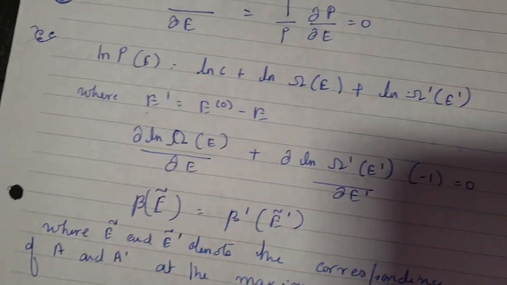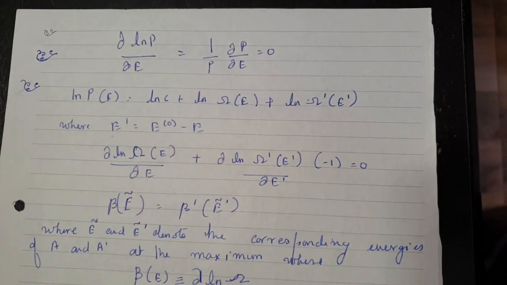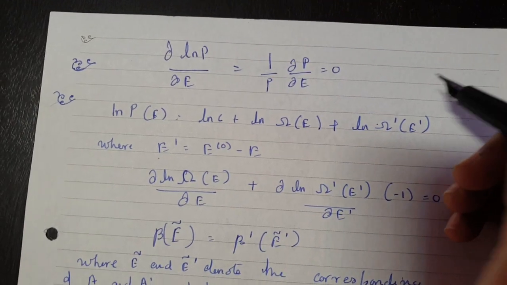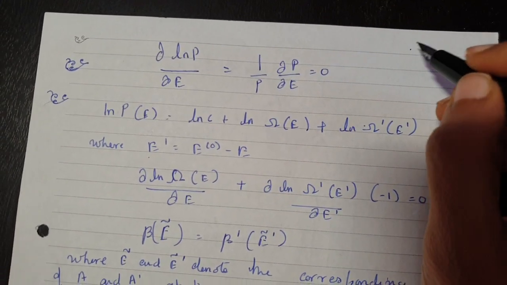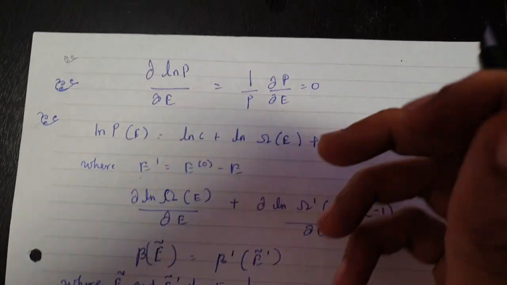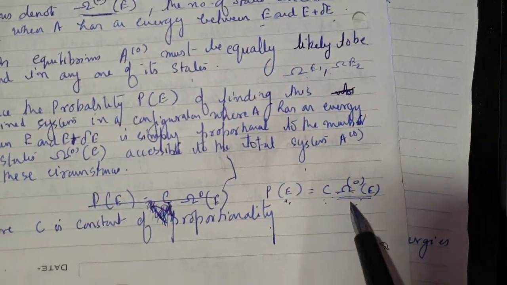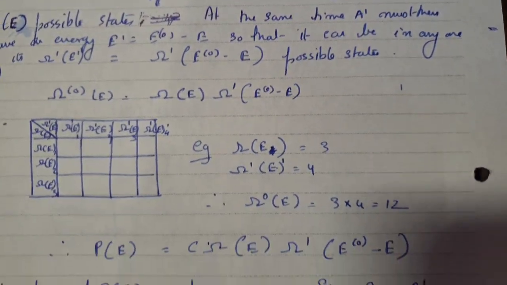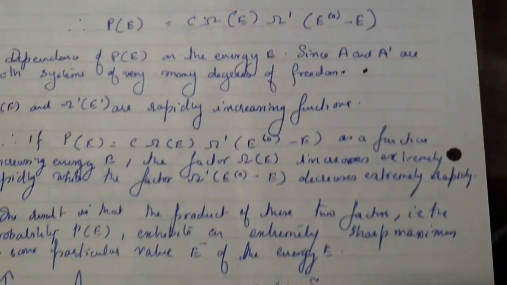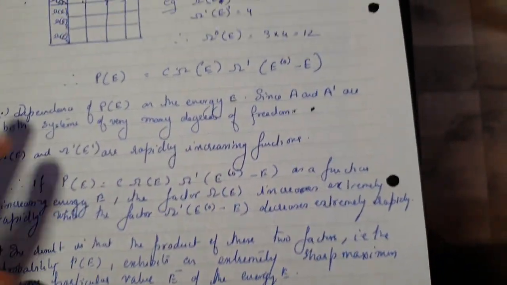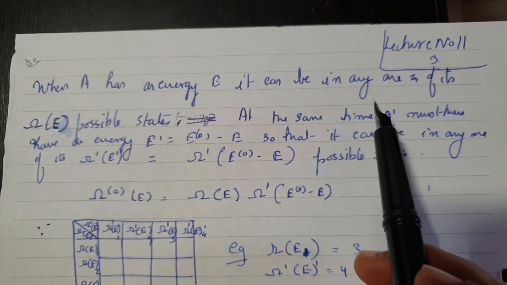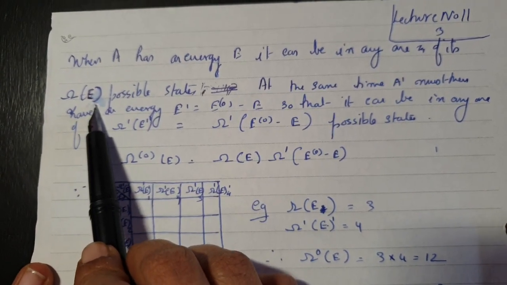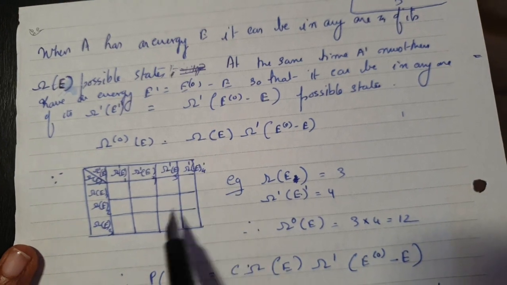Now, if I take log P, so that means one thing is that if you have these two. Now, when A has energy E, A can be in any one of the accessible states with E. So I just wrote it for your understanding.